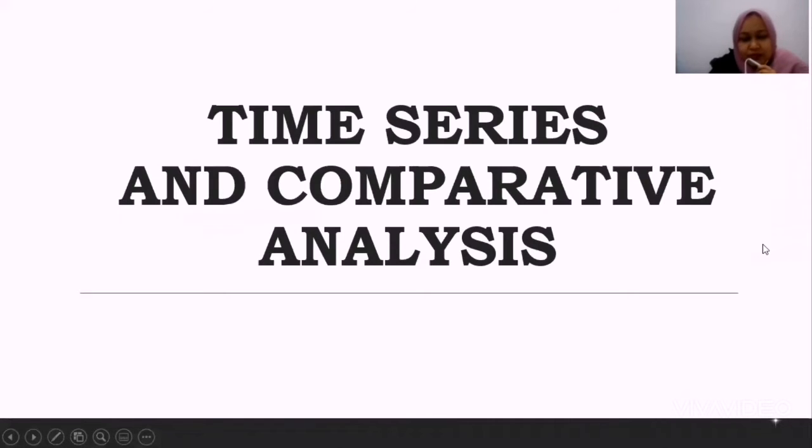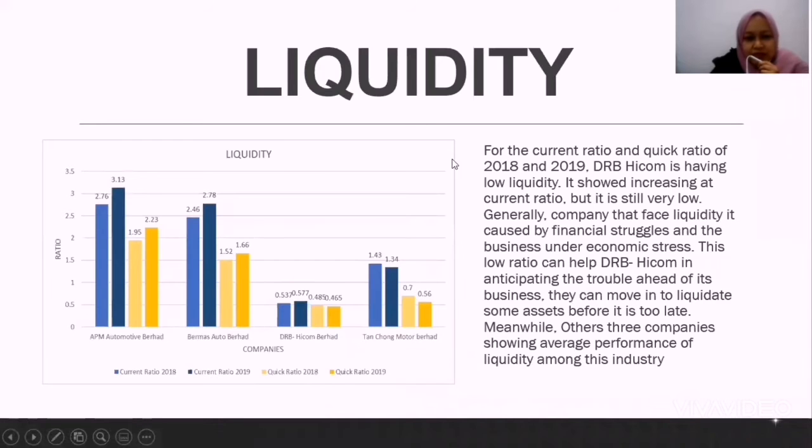In this presentation, we will discuss the time series and comparative analysis. So here is the liquidity. For the current ratio and quick ratio of 2018 and 2019, DRB-Hicom has low liquidity compared to the other competitors in the same industry. It shows an increase in the current ratio, but it is still very low.